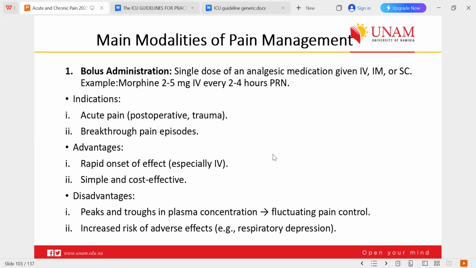So there are different modalities of delivering analgesia. We have the bolus, which is very useful because it causes rapid onset of effect. It's simple and not very costly. The problem is that it can lead to fluctuating pain control because of the peaks and troughs in plasma concentration of the agent. It may also lead to increased risk of adverse effects. For instance, if you give morphine 5 milligrams IV every 2 hours, it's going to accumulate and you may have respiratory depression.